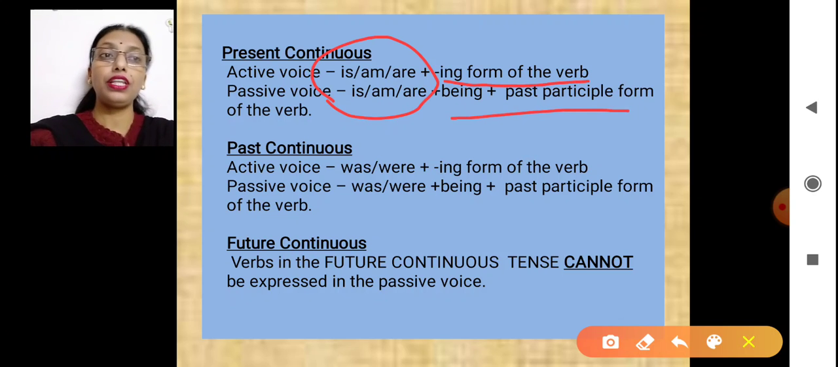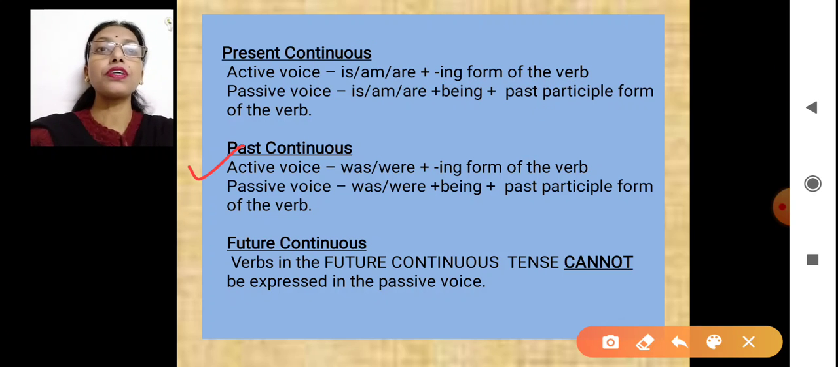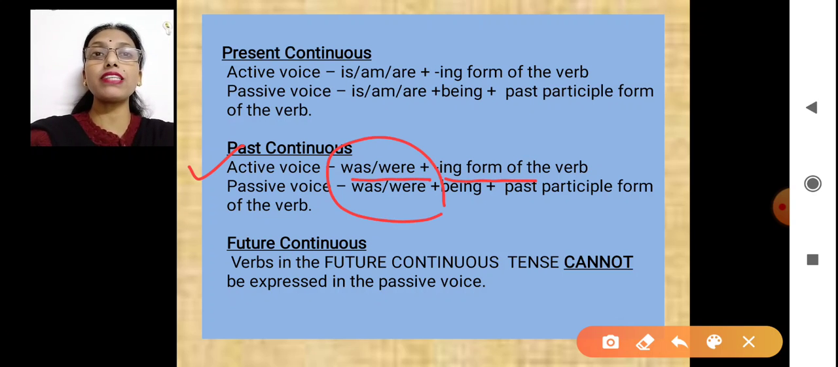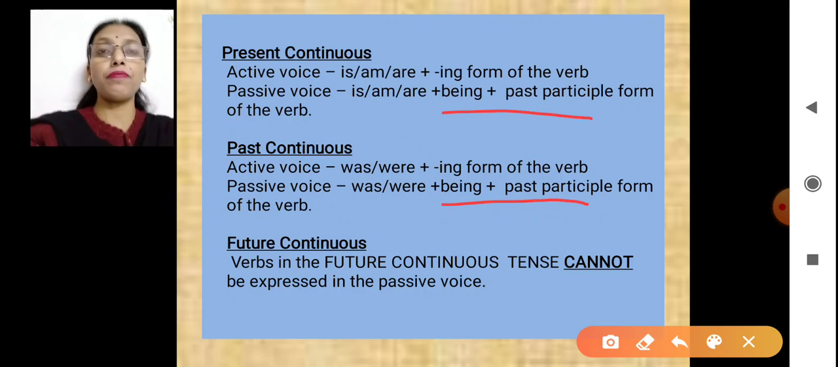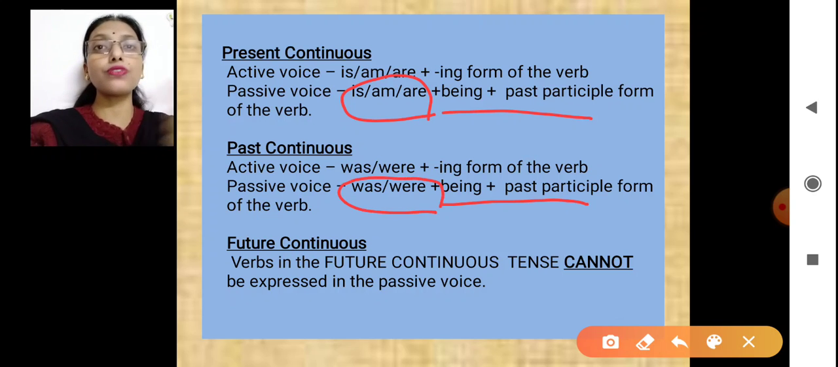Yes, let's talk now about past continuous. Was verb plus ing form. So was verb will remain as it is in the passive voice. Only change will be being plus past participle. So in both present and past continuous, this is the same, being plus past participle. Only changes of auxiliary verb, and that's very easy to learn. If it's present, it's is, am, are according to the subject, singular or plural. And if it's past, it will be was or were.